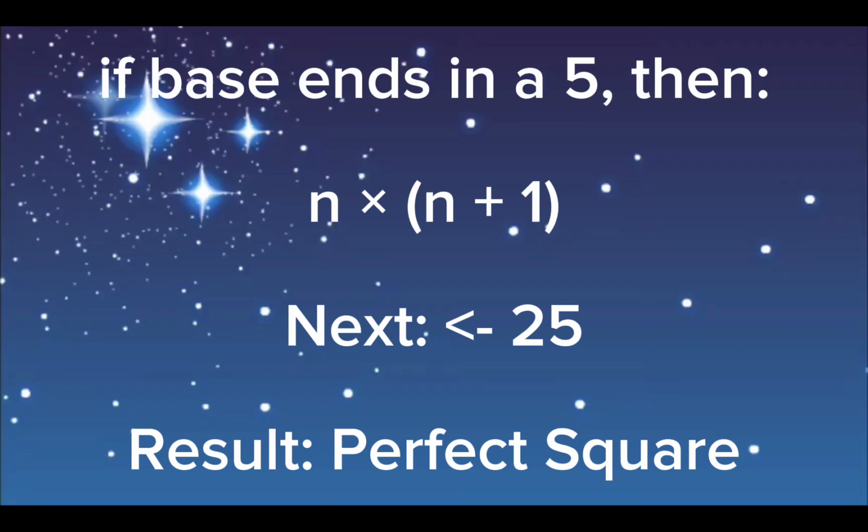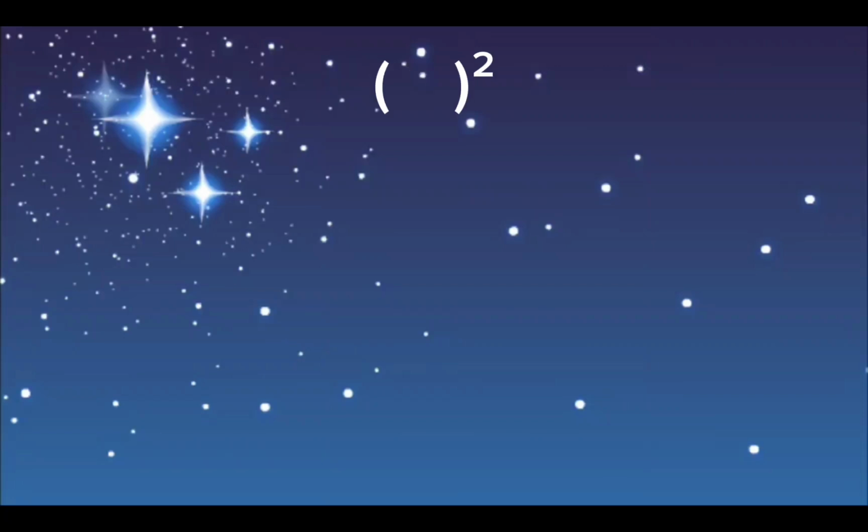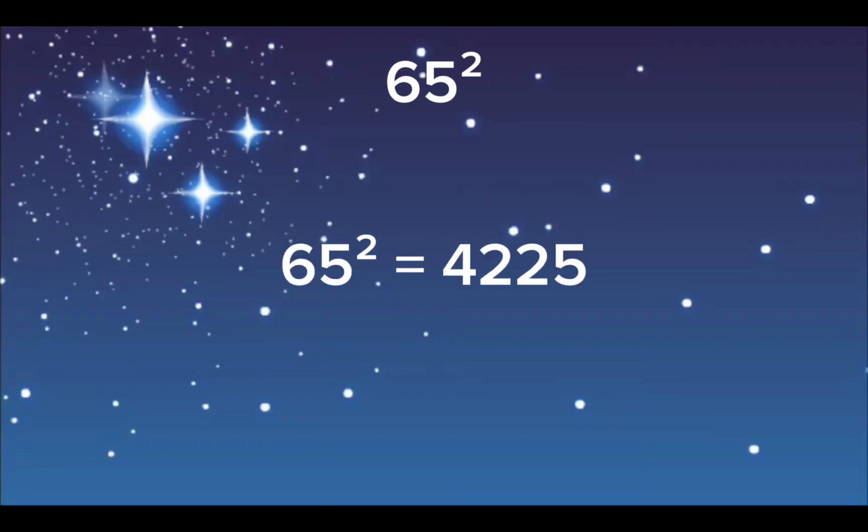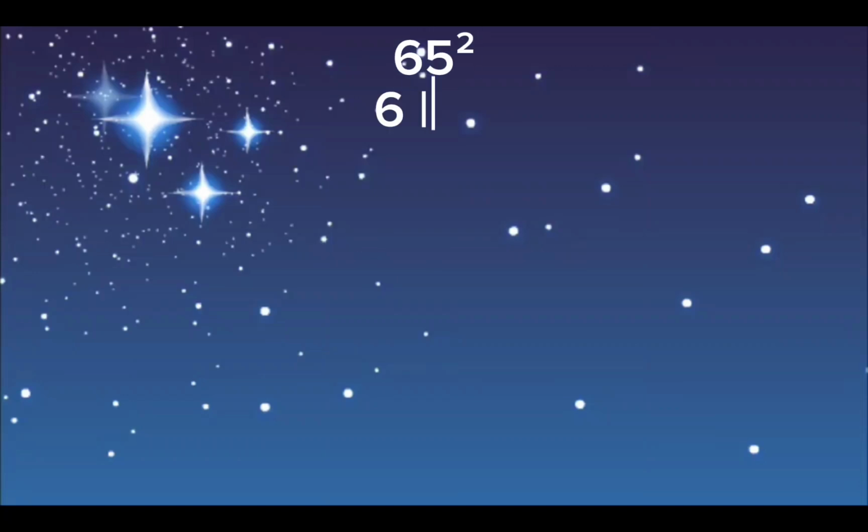Let's try an example. Pick a number that ends in a 5, like 65. You would take the 6 from 65. Then multiply it with the next natural number, which is 6 plus 1, or 7. And 6 times 7 is 42. Last thing is stick a 25 at the end, and you have 4,225. So 65 squared equals 4,225.